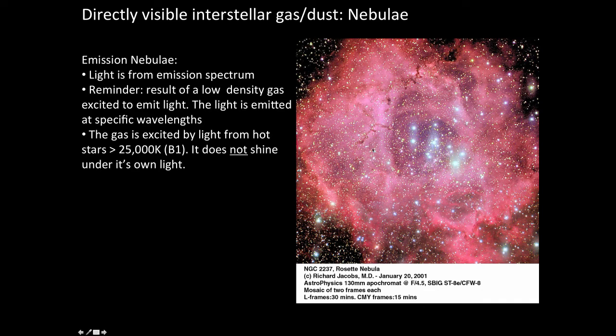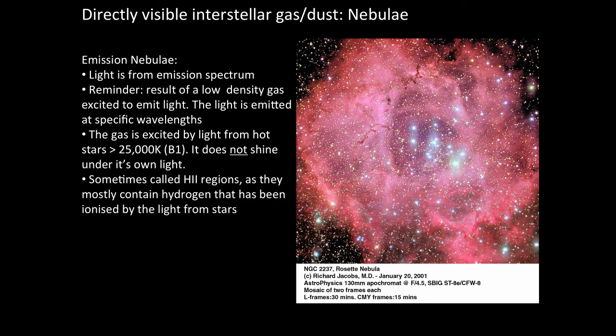That light hits the atoms in the gas cloud, causes electrons in the atoms of hydrogen that make up most of the gas cloud to jump up a level, and when they jump down, they emit light of specific wavelengths, and that is what we see. It's important to note that the gas here is not generating its own light. It is merely being excited by the light from the stars. Now, because it's being constantly bombarded by light from these hot stars, most of the hydrogen is actually ionized, and these regions are called H II regions because H II is the name given to once-ionized hydrogen.